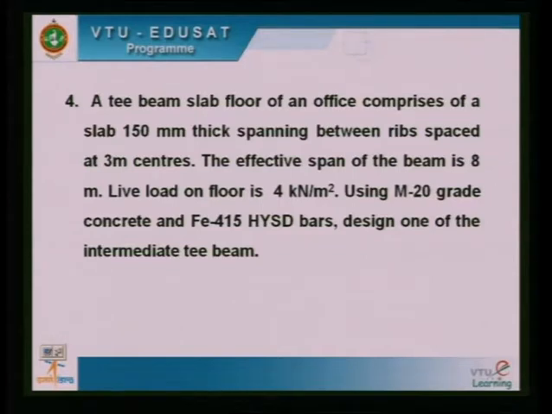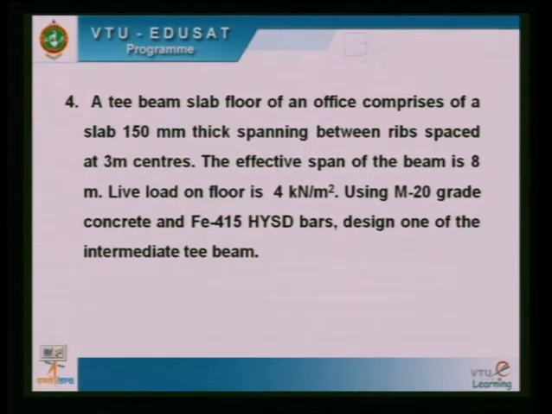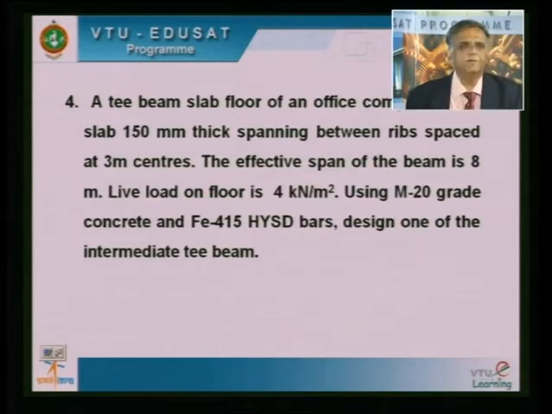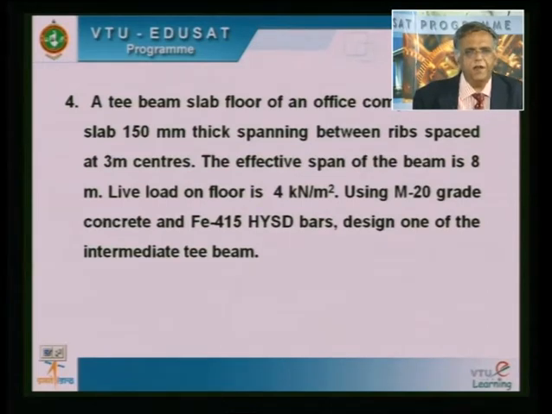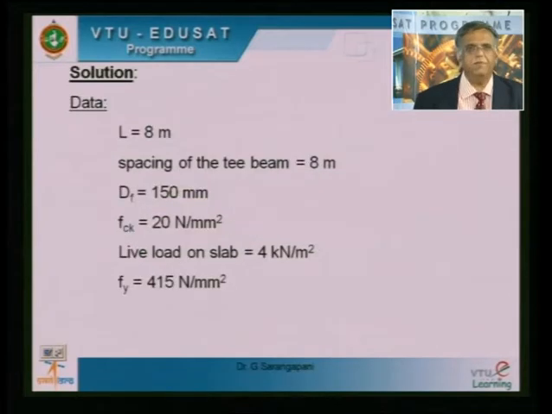Once again, I will repeat the problem. A T-beam slab floor of an office comprises of a slab 150 mm thick spanning between ribs spaced at 3 meter centers. The effective span of the beam is 8 meters. The live load acting on the slab floor is 4 kilonewton per meter square. Using M20 grade concrete and Fe415 steel, design one of the intermediate T beams.